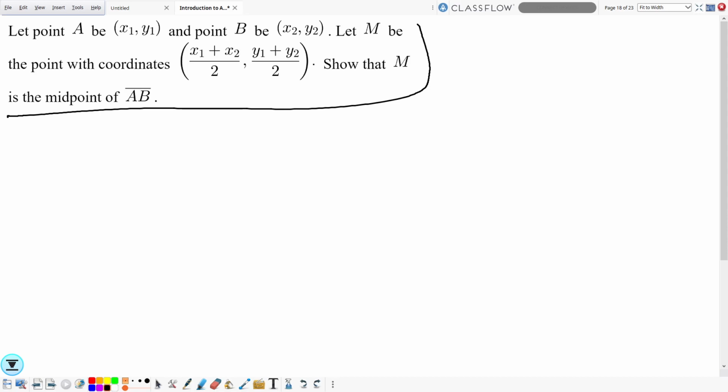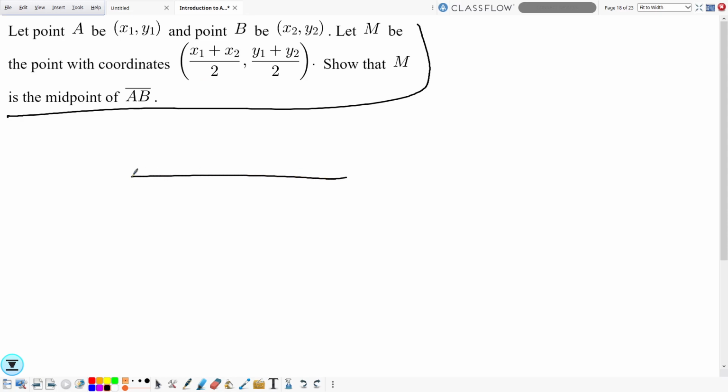We have some point A, which is x1 comma y1. We're not going to use specific numbers because it defeats the purpose of building a formula. We don't want to assume there are any specific values. So it's just x1 y1 for point A. Point B has the coordinate x2 y2. And then we got this point M, which is the coordinates x1 plus x2 divided by 2, comma y1 plus y2 divided by 2. Basically, M is the average of the x values of the two endpoints and the y values of the two endpoints. And we want to show that point M is the midpoint.